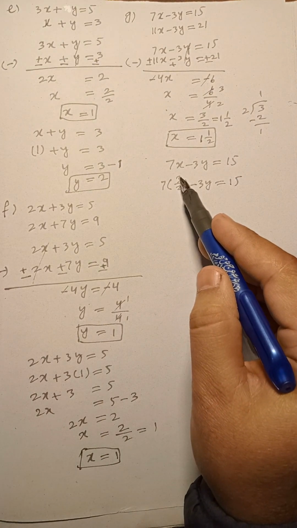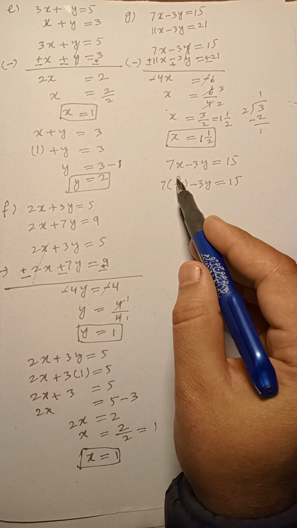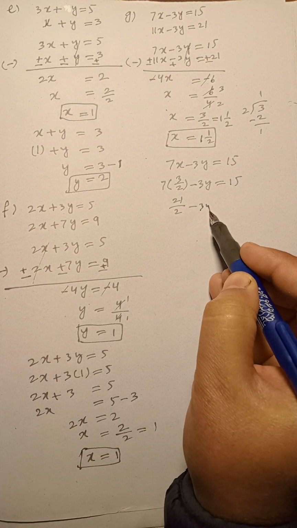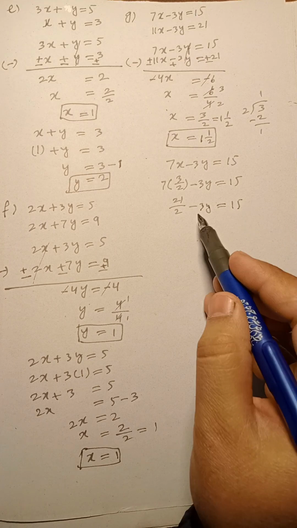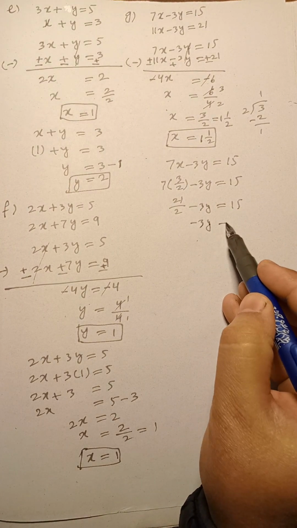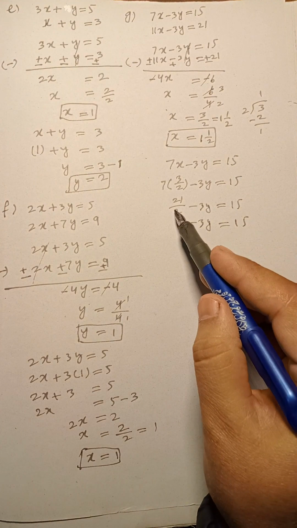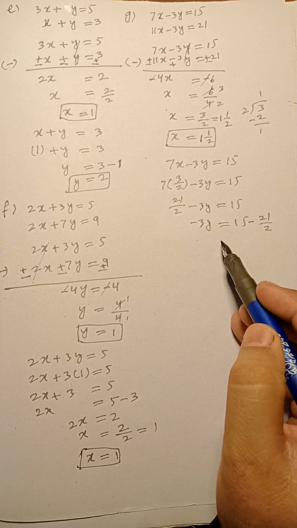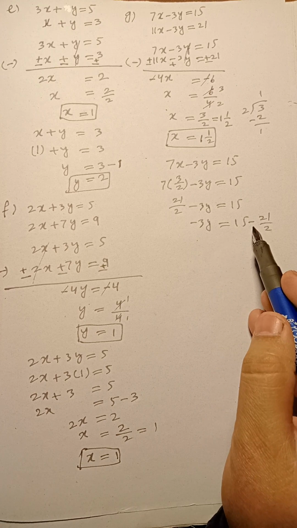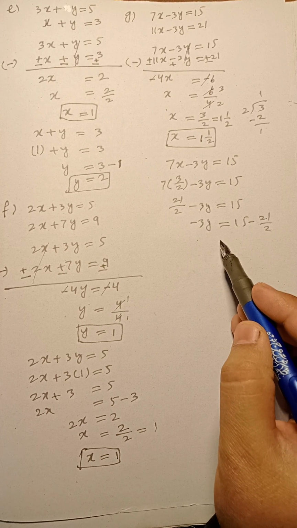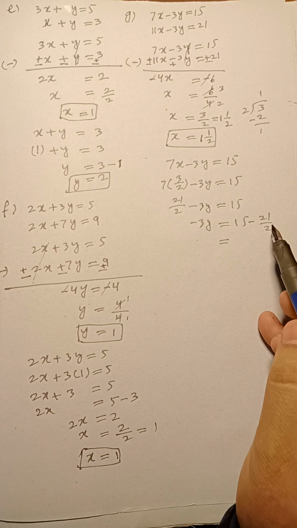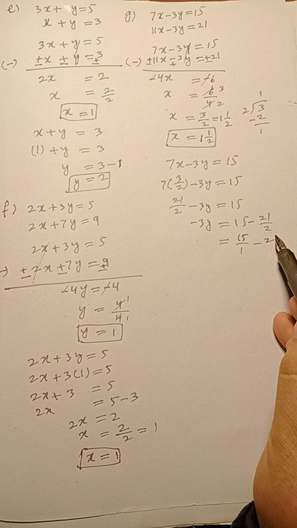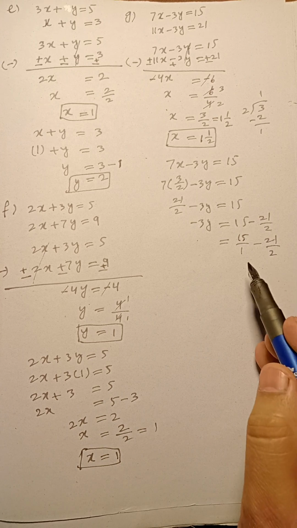Now you can see that 7 is multiplied by 3, 7 3s are 21 over 2, minus 3y is equal to 15. Now minus 3y will remain here and 15 will be subtracted by minus 21 over 2. Now you see that we need to simplify it further. These are two terms and we have to change it into fraction so that they become like terms.